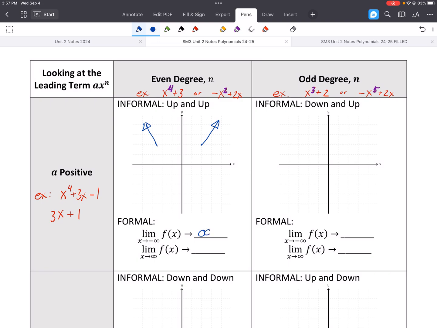Again, when we talk about this in the formal sense, we would write it in limit notation. So that's what you're going to see on your test, that limit notation. If we have a positive leading term and it's an odd degree, then it's going to go down and then up, or negative infinity to infinity.